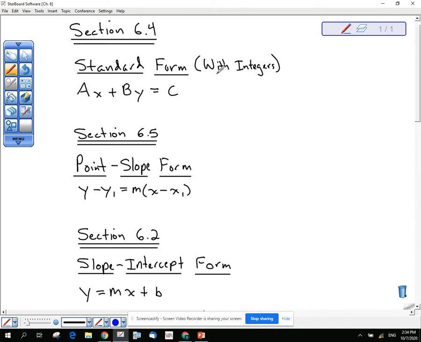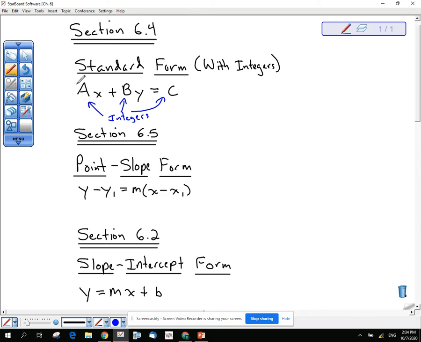Notice that it says with integers. That is because A, B, and C need to be integers. No fractions or decimals. Someday you will have a teacher that will require this integer to also be positive. I do not require that. In Algebra 1, I'm more interested in you getting integers here. So again, an integer is just 0, 1, 2, 3, 4, 5, etc., or the negatives of those numbers.